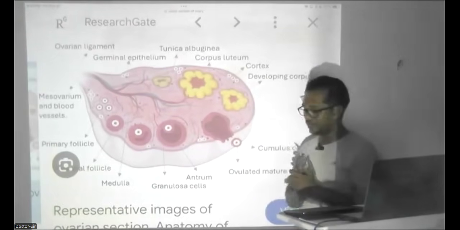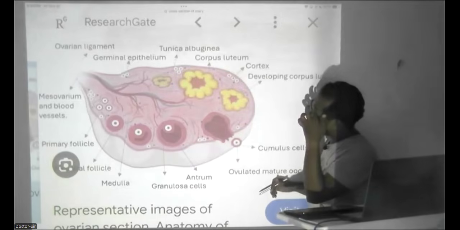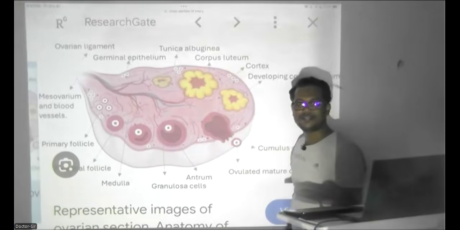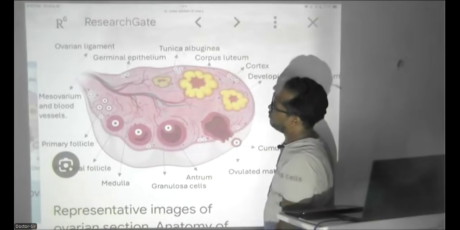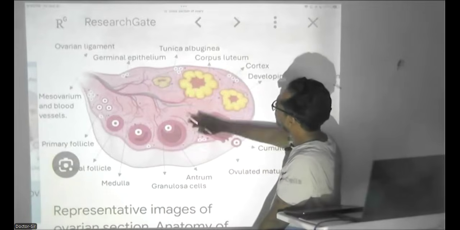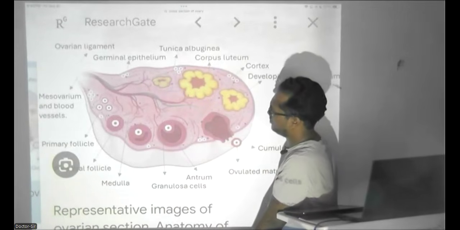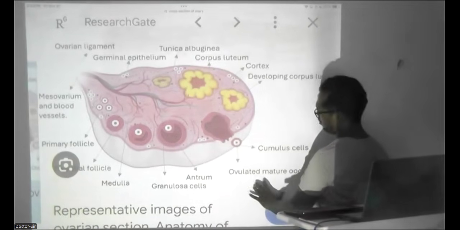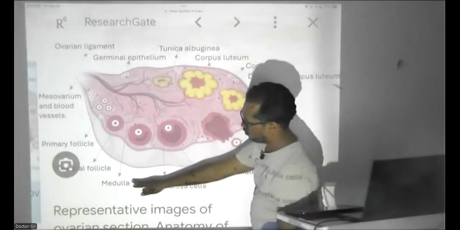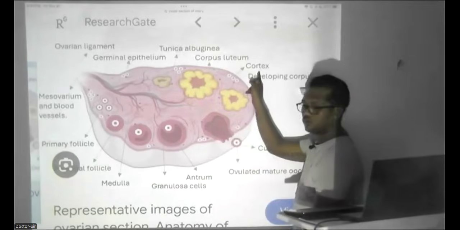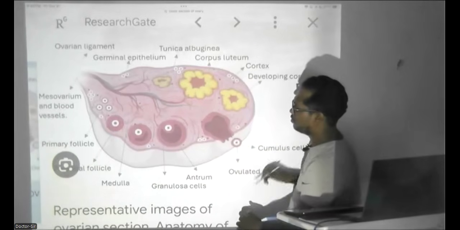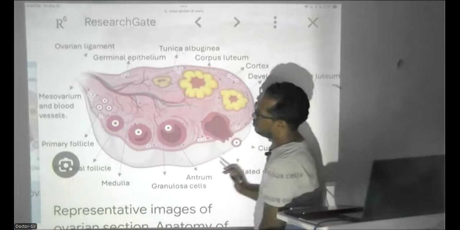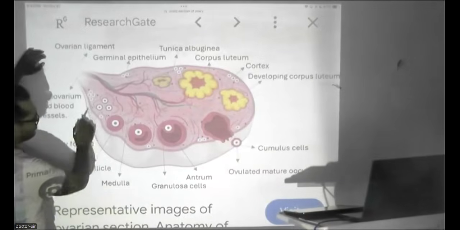So this is the ovary, the cross section of the ovary. So in the ovary, what is here? First, we have to look at what the structures are. There are two regions we are discussing. Usually we discuss the medulla region and the cortex region. You all know about the medulla and the cortex. Okay, so the cortex area, I will first focus on here, starting from here.